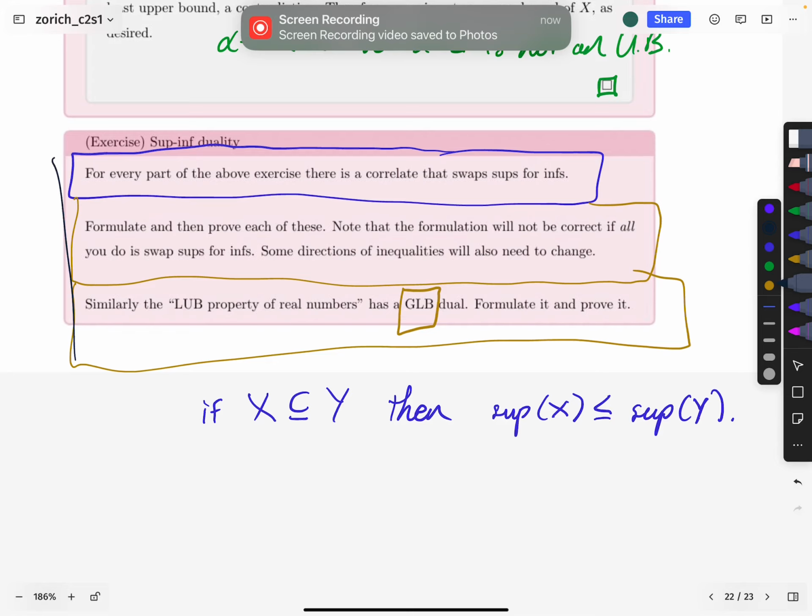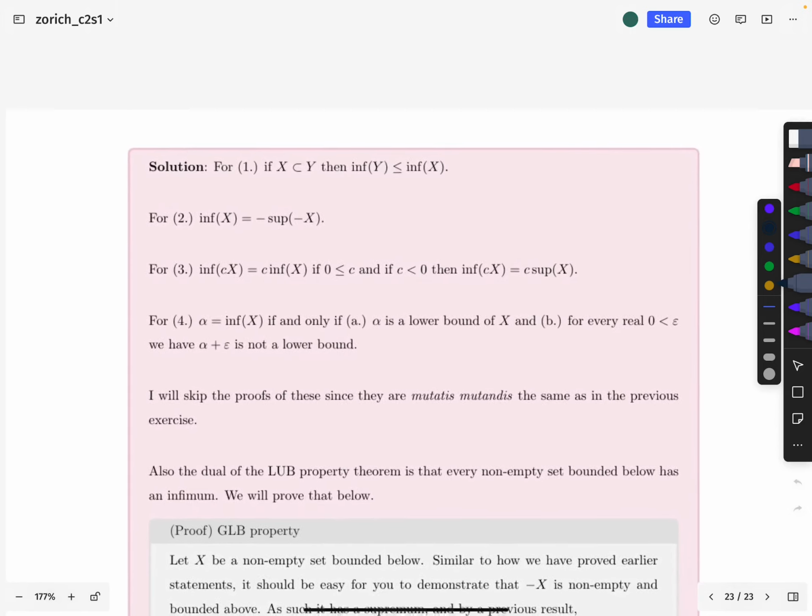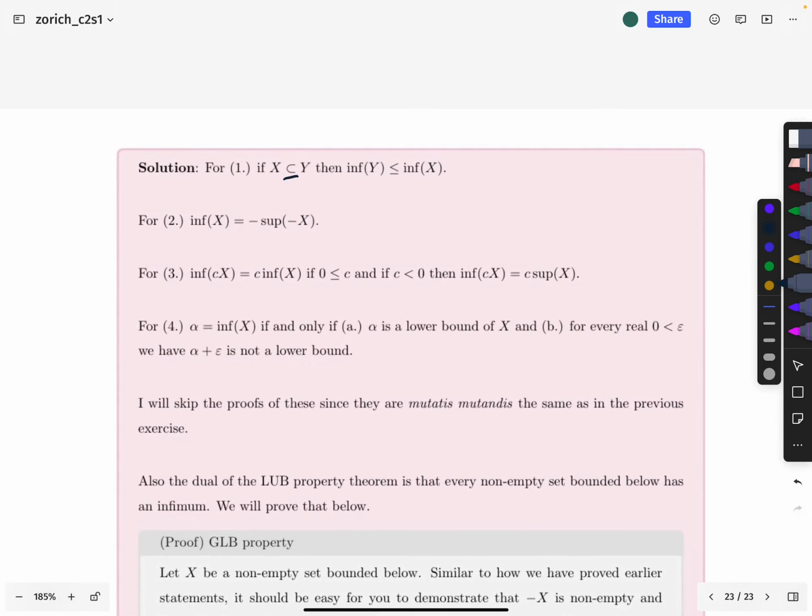So we're stating all the duals for the theorems we just proved for infs, and so here they are. If x is a subset of y, then inf y is less than or equal to inf x, right? So this not only switches from sup to inf, but also switches the direction, like which, is x on the left or on the right.